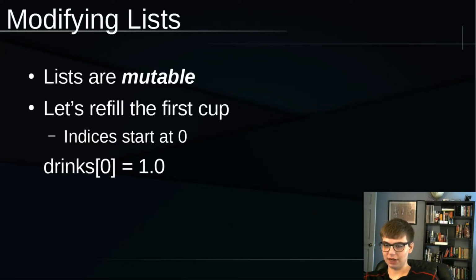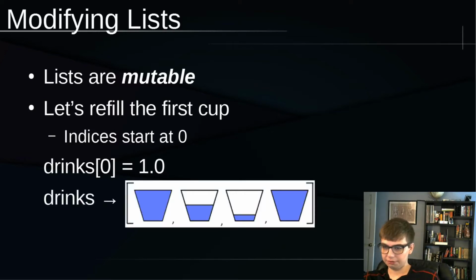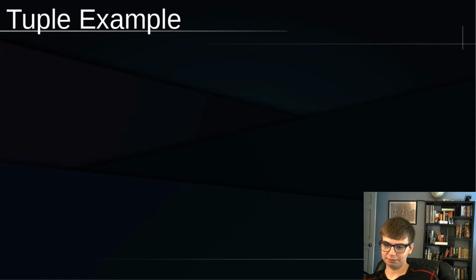So we use this bracket notation here to index into our list to get that first drink, and then we assign it a new value. So if we were to put drinks into our REPL, we'd be able to see that our first value would be 1, and then 0.75, 0.25, 1 again.